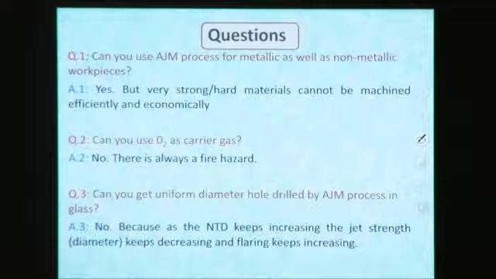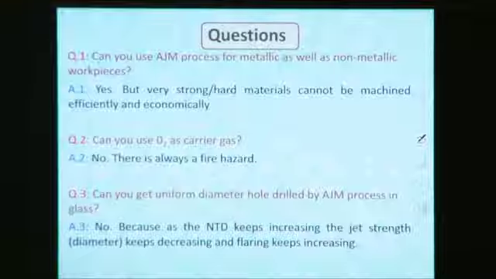So it is asked here. Question: can we use the abrasive jet machine process for metallic as well as non-metallic workpiece? Yes. So it can be used for metallic and non-metallic, but the workpiece should be strong and hard materials. The workpiece should be very hard. Can we use oxygen as the carrier gas? So it cannot be used because of the fire hazard.